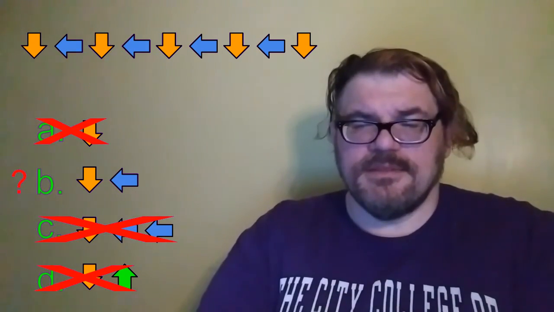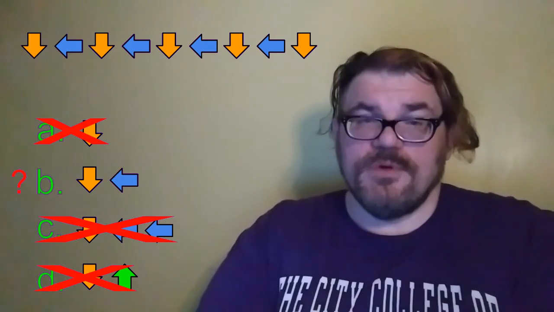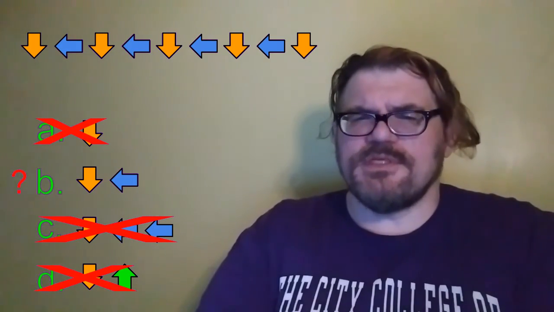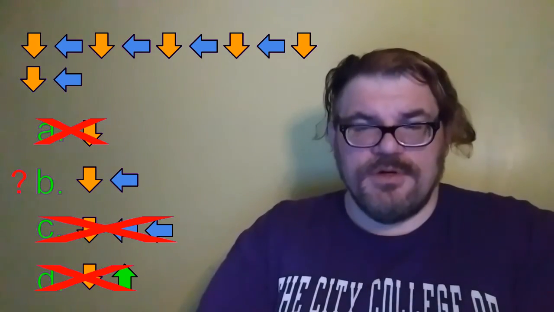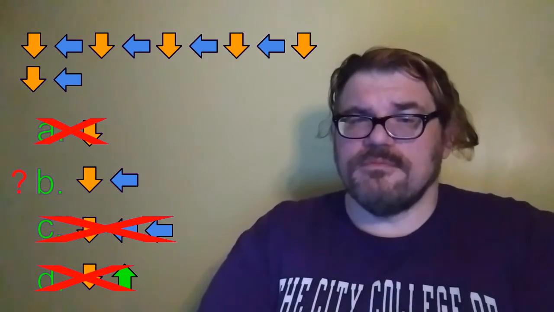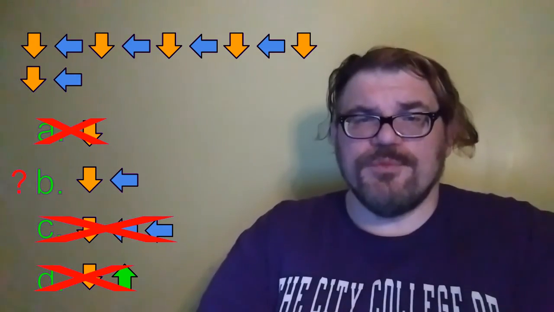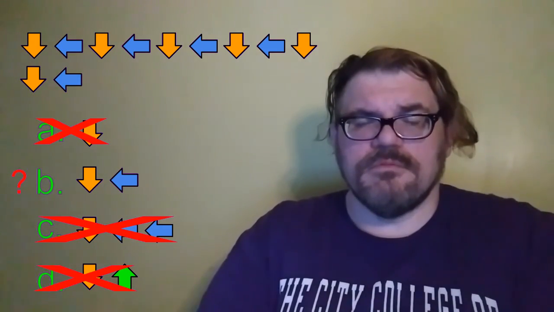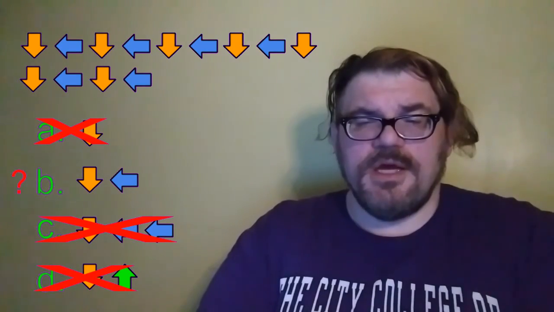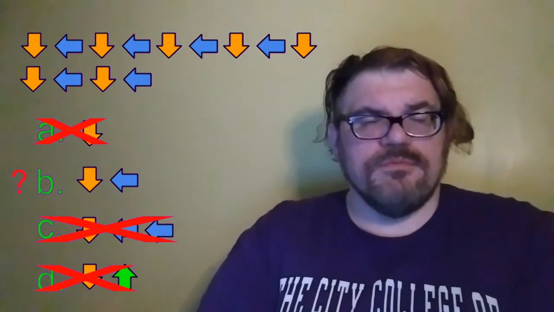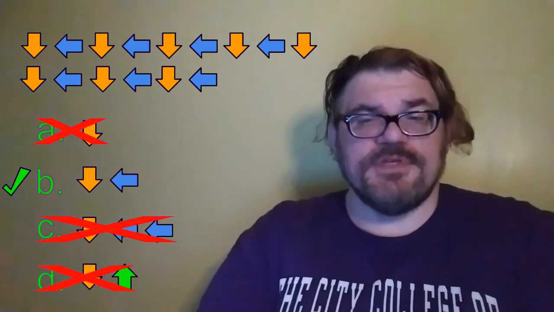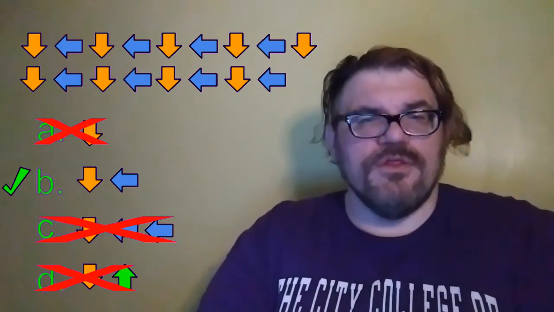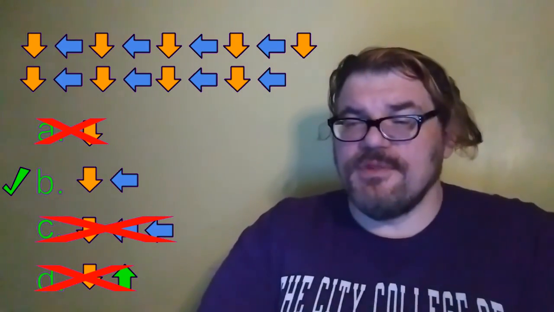Let's look at B. Well, it's the only one left. So we could say that's it, but let's see if it does work. Okay, so we put it in once. Orange down arrow, blue left arrow. Will it still match if we put in another one? Look what we got here. Orange down arrow, blue left arrow. Let's try one more time. Orange down arrow, blue left arrow. Yes, this is our pattern because it's the same thing over and over.